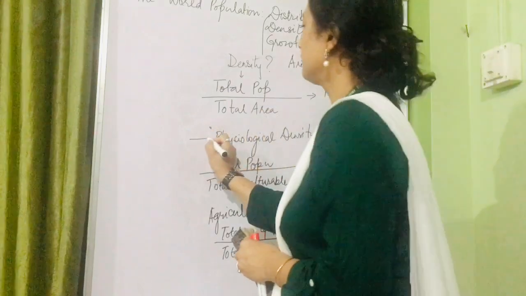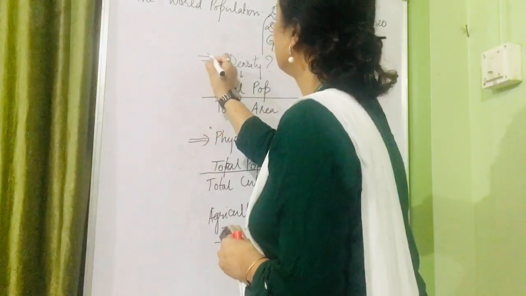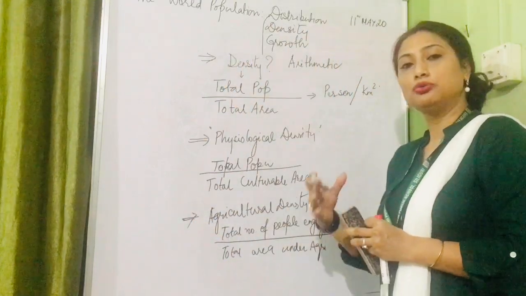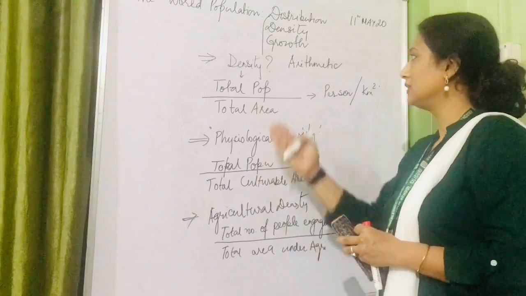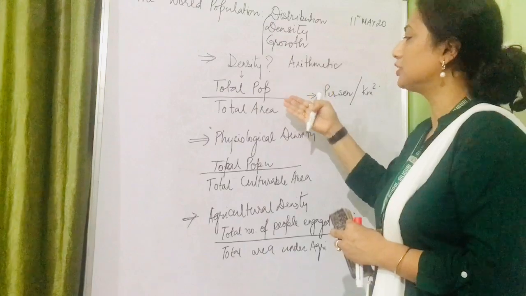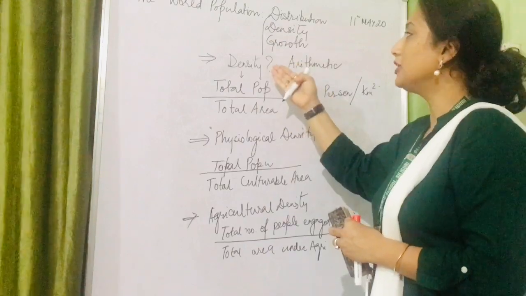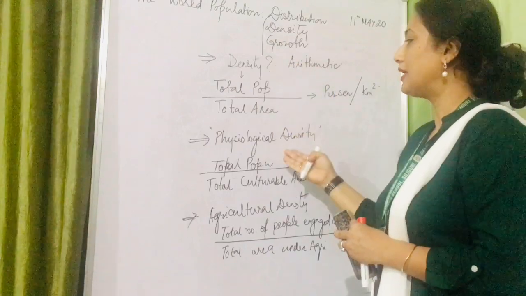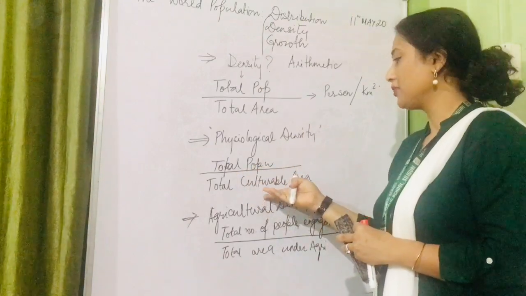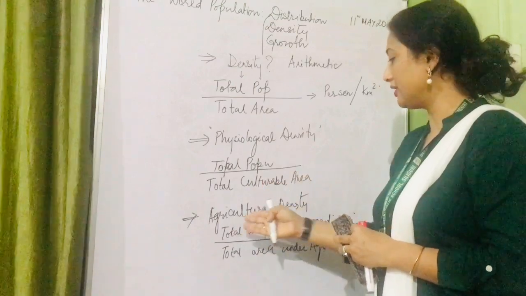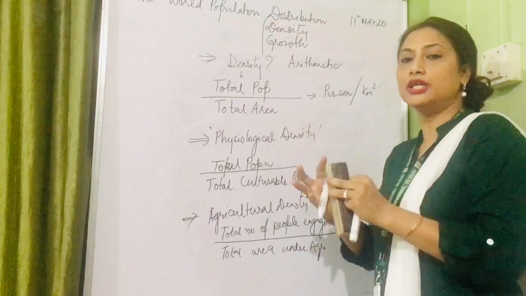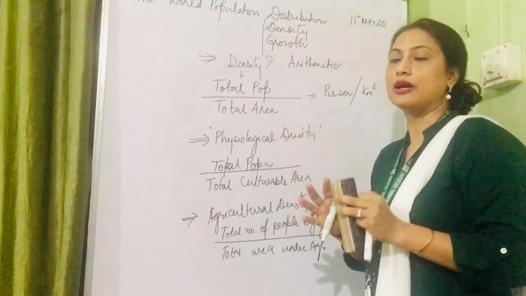So these are the three different types of densities which are required to know the population pressure on land. The first one is arithmetic density, which is the ratio between the total population and total area. We will be studying about this in this chapter. Then we have physiological density, which studies the population pressure on cultivable land, on arable land, and the third is agricultural density, which studies how many people engaged in agriculture are putting a pressure on our arable land.